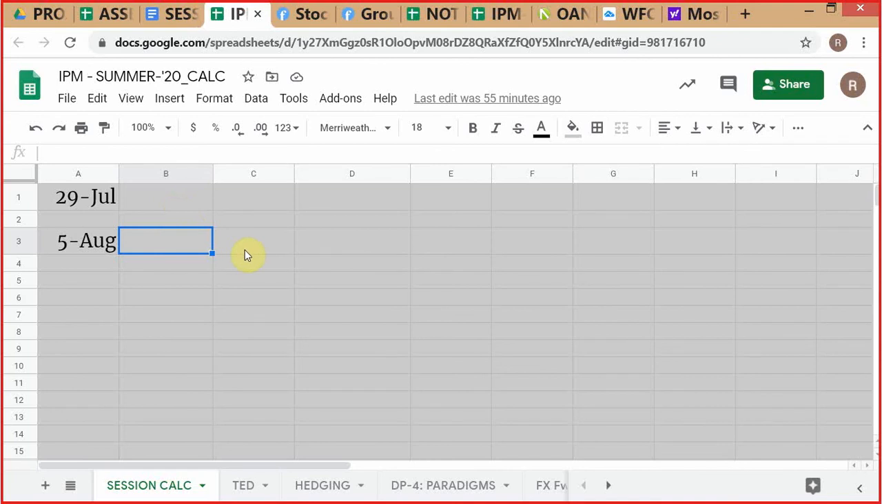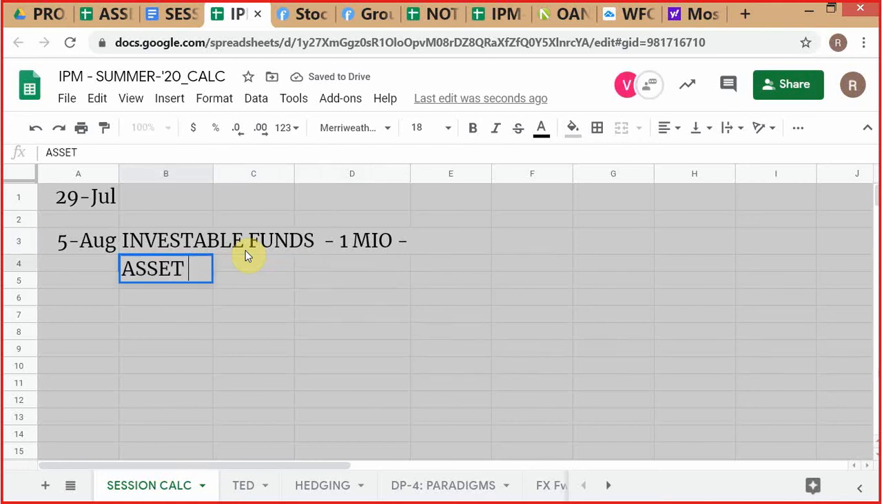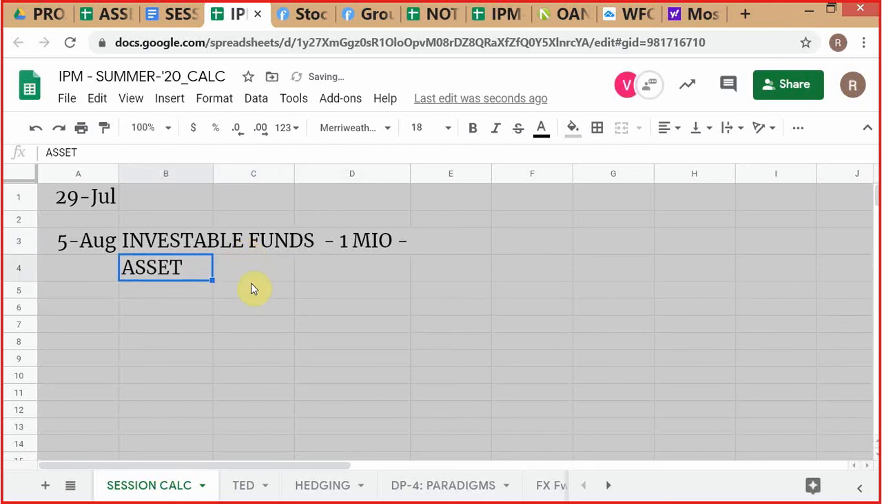All right. So we have this discussion about investable funds. What Sambhavna is saying is she's going to put it in some asset. Which asset? The real estate, mutual funds. Okay, real estate and mutual funds. She's talking about real estate, mutual funds. All right.